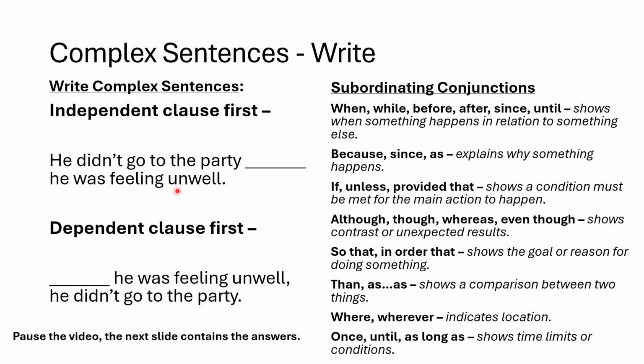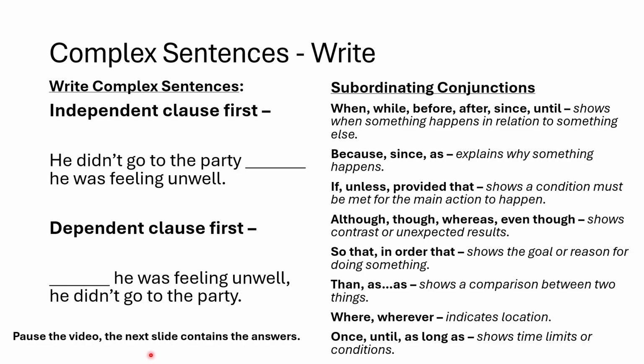Read the clauses. Ask yourself, what is the relationship between the two clauses? Then choose a subordinating conjunction that matches to create a complex sentence. Independent clause first. He didn't go to the party. He was feeling unwell. Dependent clause first. He was feeling unwell. He didn't go to the party.